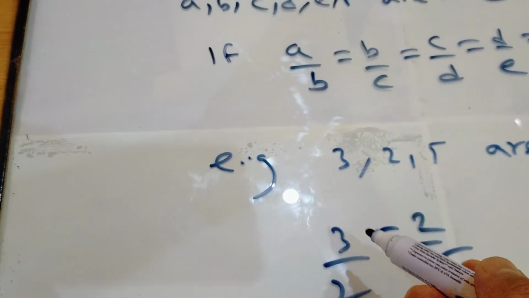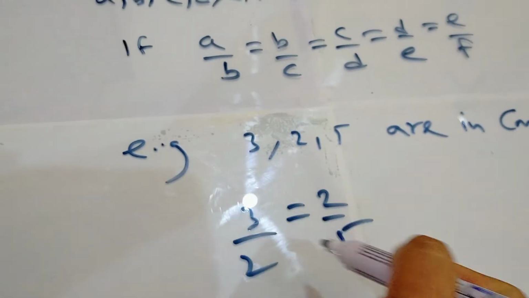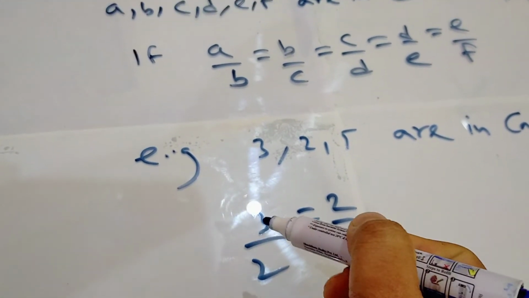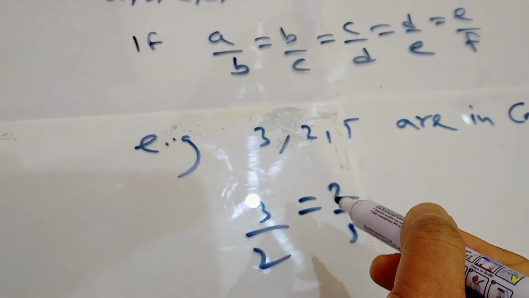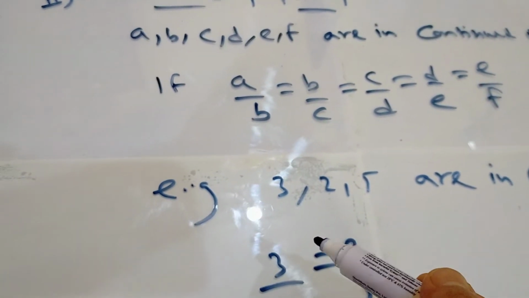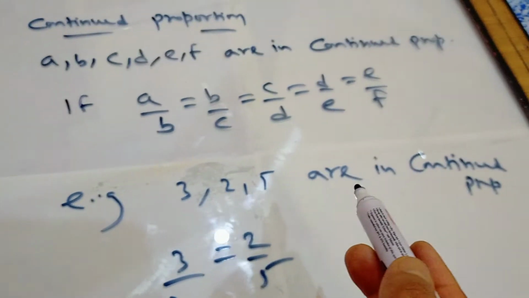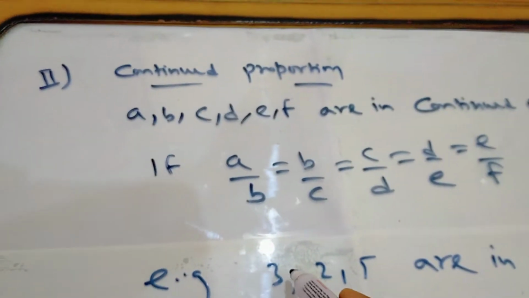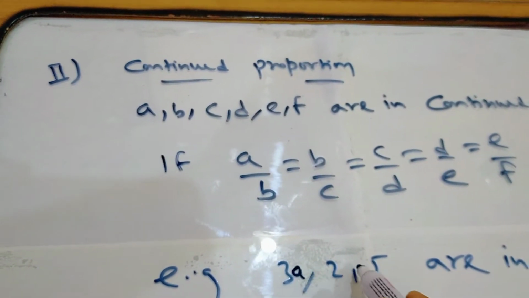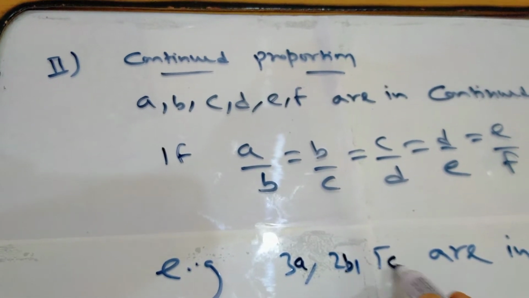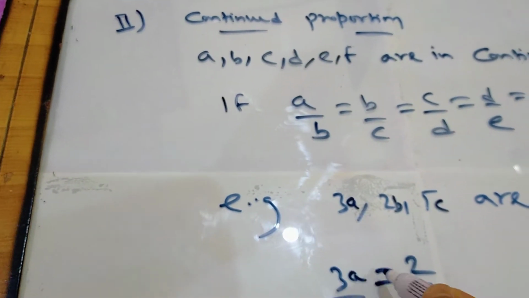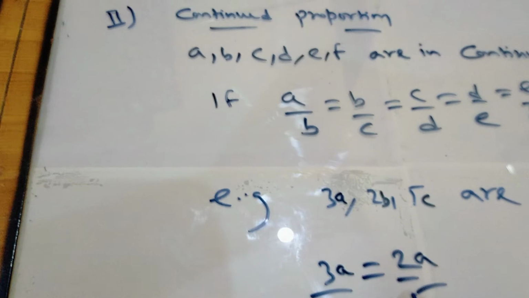Even though, according to this example, the product is not correct, because the product of extremes is coming 15 and the product of means is coming 4, I have just written this for the sake of continuity. You can write it like this: A, B, C. So you can say 3A upon 2A. Like this you can say.